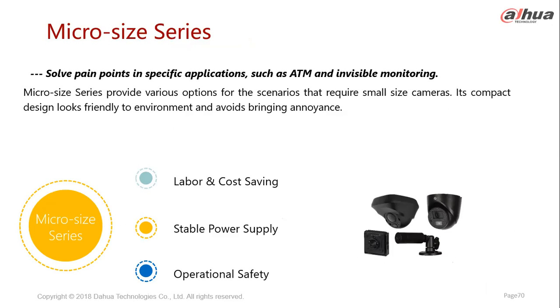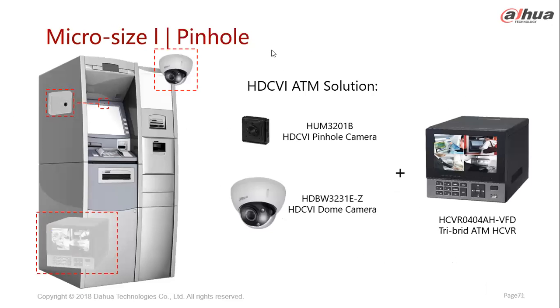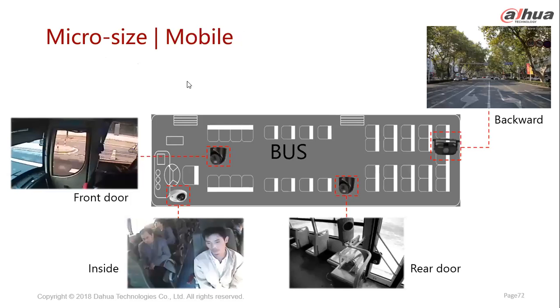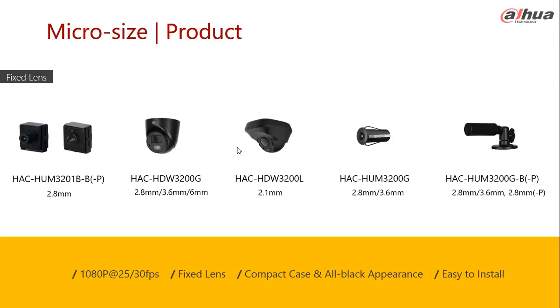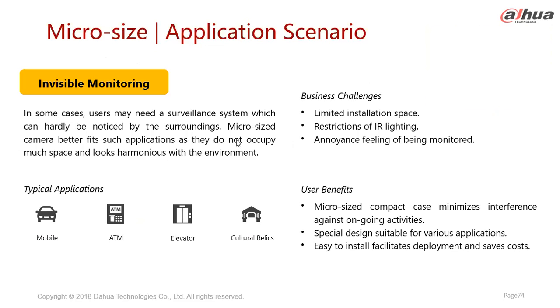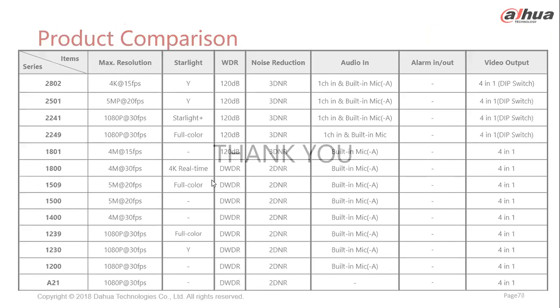Okay, maybe we talk about this micro-sized lens. With the small lenses, you can do installation in ATMs, so you're going to have even analog products installed in ATMs. These are the small models that we have. Either installation in a bus, you're going to do the rear door, the back side. So it's just about the pinhole or small products.